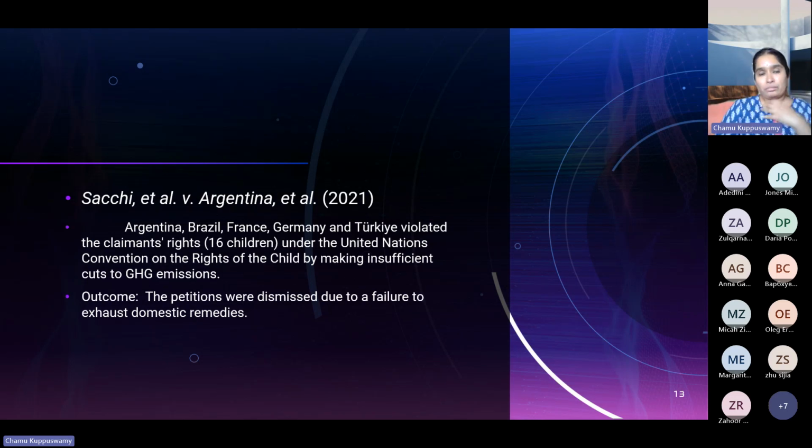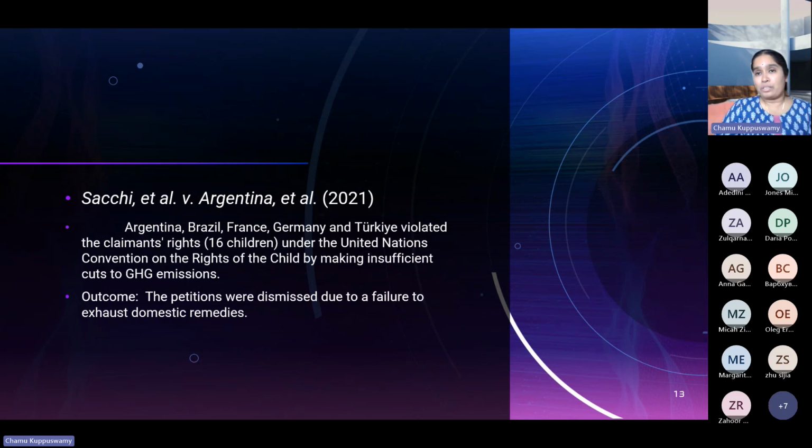So 16 children from Argentina, Brazil, France, Germany, Turkey claimed that their rights were violated. Their rights under the United Nations Convention on the Rights of the Child were violated because their governments were making insufficient cuts to greenhouse gas emissions. Now, the outcome of this case, this was international, so it was before the committee established under the Convention on the Rights of the Child. The petitions were actually dismissed. The reason was more technical. It was a failure to exhaust domestic remedies.